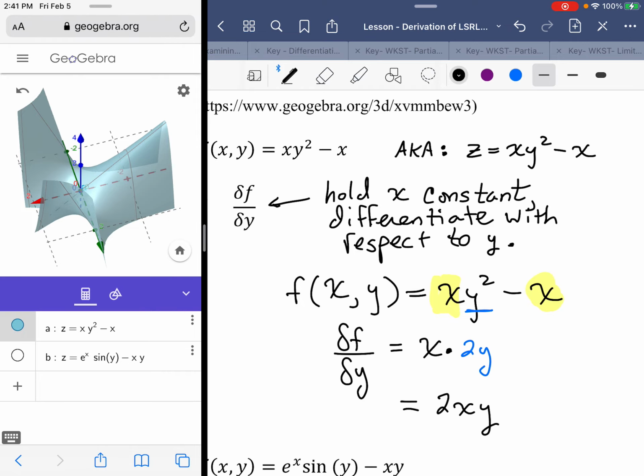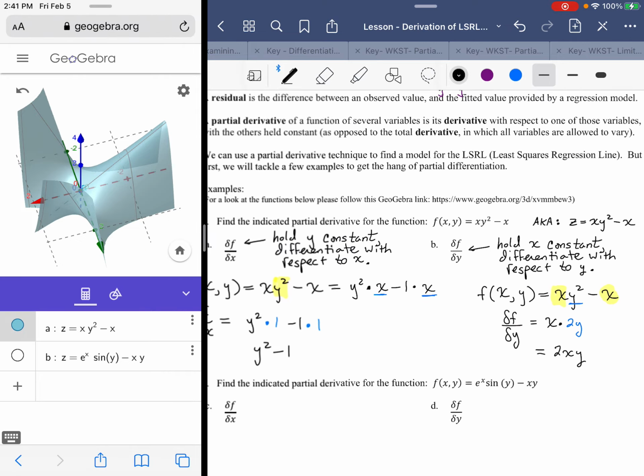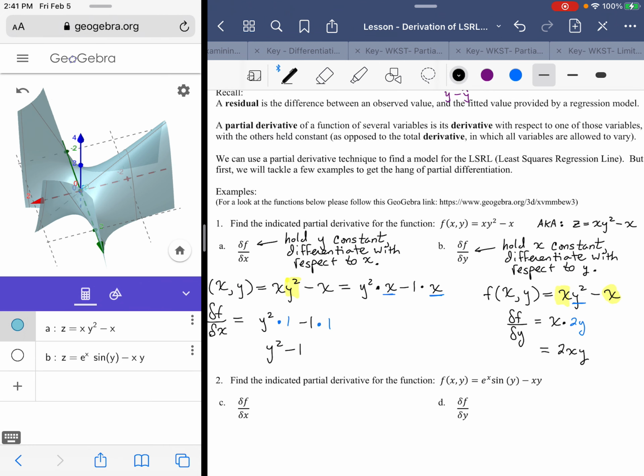Right, so if we know what y is for part A, then we know what the rate of change is for the multivariable function, for the surface, per instantaneous change in the x direction. And the same holds true for B, but you're holding x constant. So if we knew what x was, we would know what the rate of change is in terms of y.